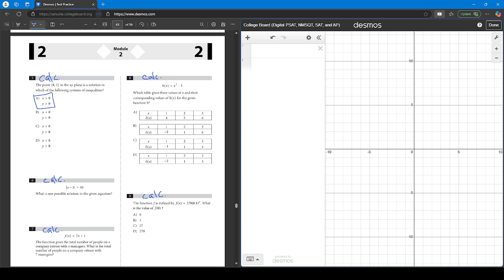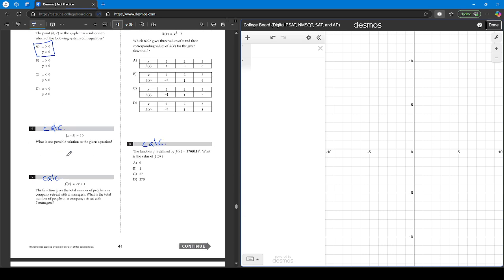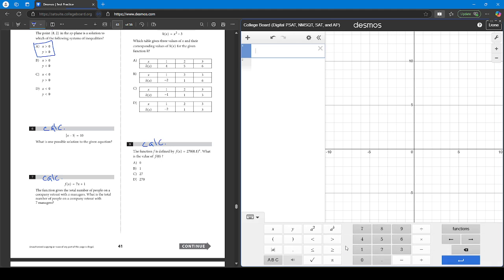And then next we're taking a look at question number 6. What is one possible solution to the given equation? I'm going to put that straight in the calculator. Your absolute value button is right here. Absolute value of x minus 5. I'm just using my arrow to get my cursor behind that little bar, equals 10.